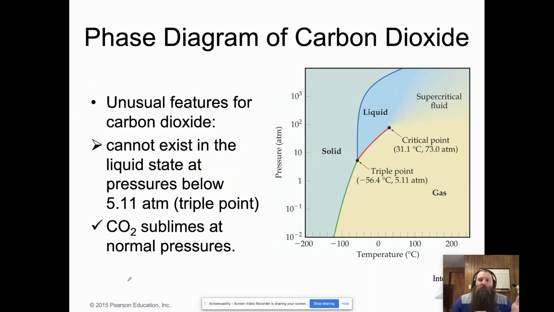Now, if we compare the phase diagram of water to carbon dioxide, the first thing we ought to notice is this line right here is drastically different. And we'll also notice that it cannot exist in the liquid state below 5.11 atmospheres. That's the triple point there, which is kind of interesting. That means that CO2 is going to sublimate at normal pressures. So if you've ever wondered why dry ice just naturally smokes itself away, it's because the triple point of carbon dioxide is at 5.11 atmospheres.